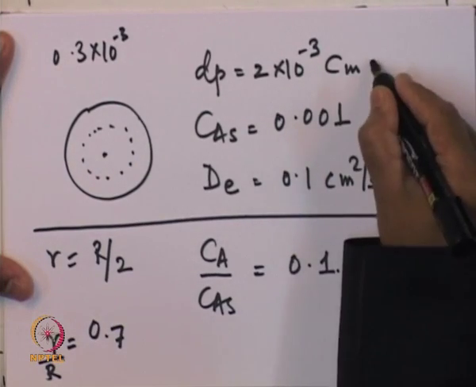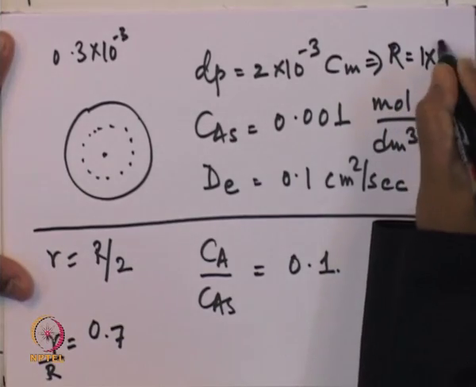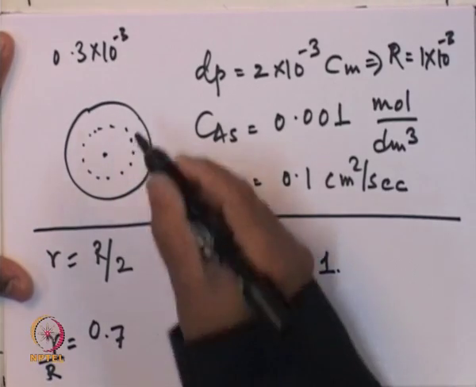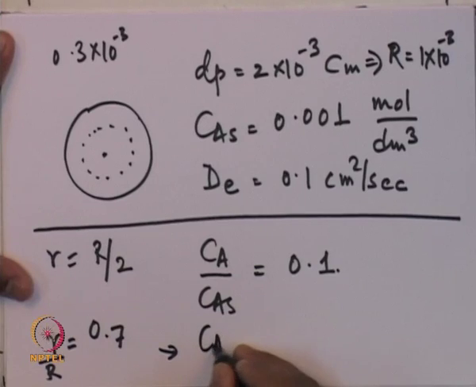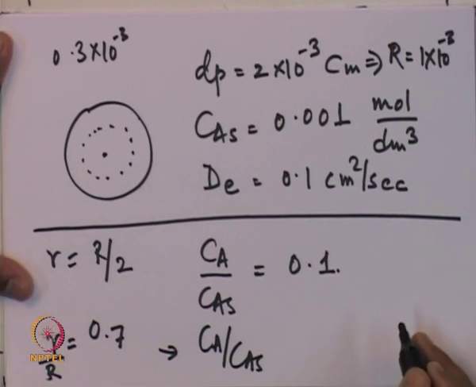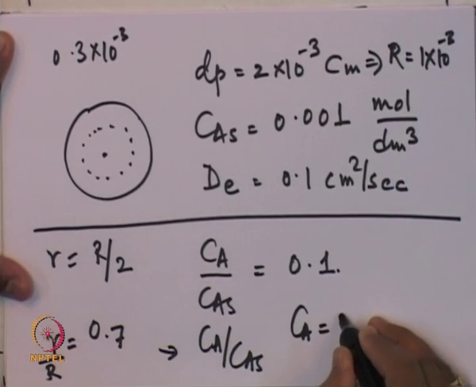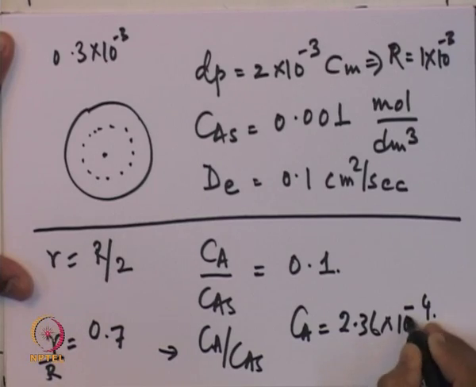The radius is 1 × 10⁻³. Okay, so 0.3, so remaining would be 0.7. So r by capital R is 0.7. So what is Ca by CAS? And we've solved this problem and we arrived at an answer. Ca is equal to 2.36 × 10⁻⁴. How did we do that?